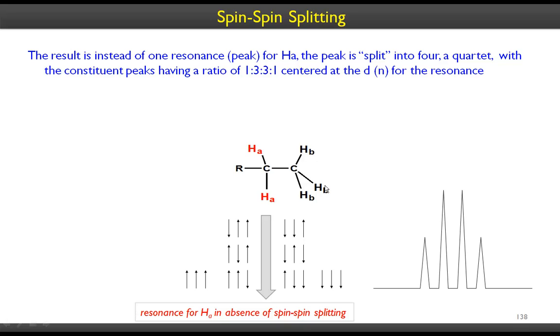The spins of these nuclei are affecting the spin levels of these nuclei, and as a result it's called spin-spin splitting, and this results in a quartet instead of one resonance for these hydrogens. Okay, and the intensity is reflective of the orientation. The number of molecules that can be in this state is much higher than in this state or in this state, and so is in this state, right? So that's why these two orientations are more populated, so you get a taller peak than these two peaks. Okay.